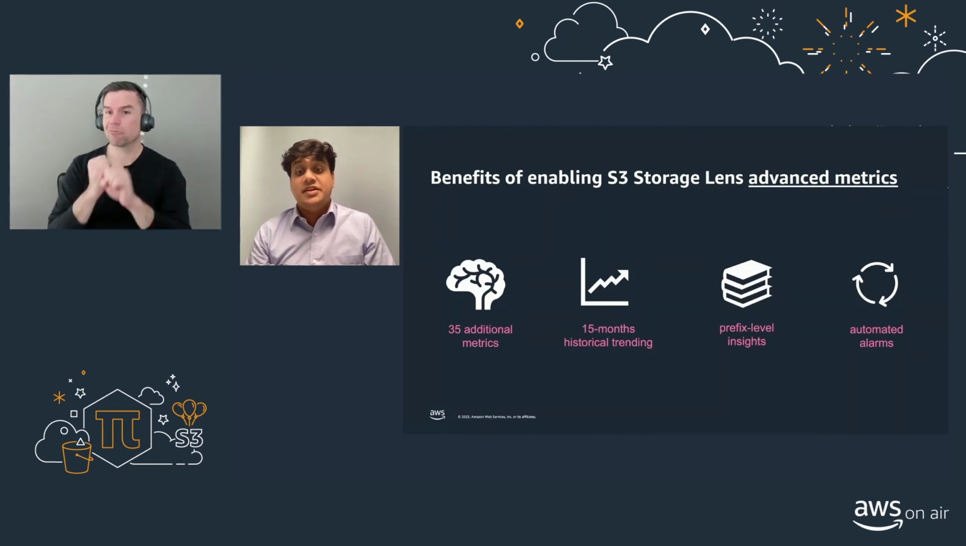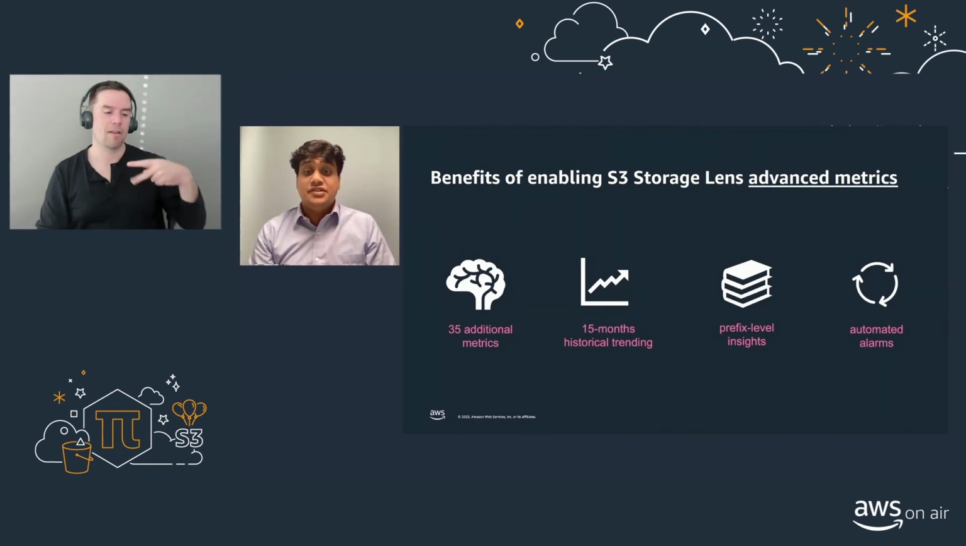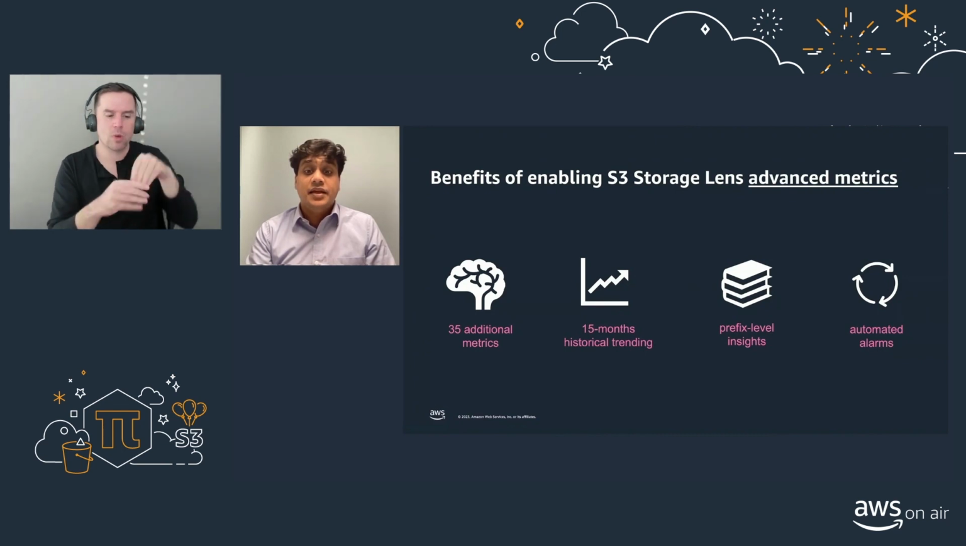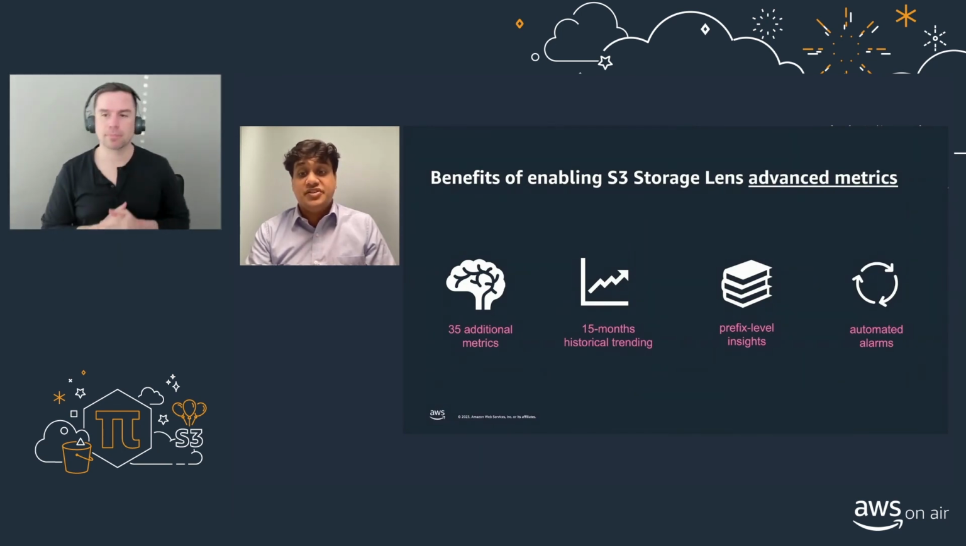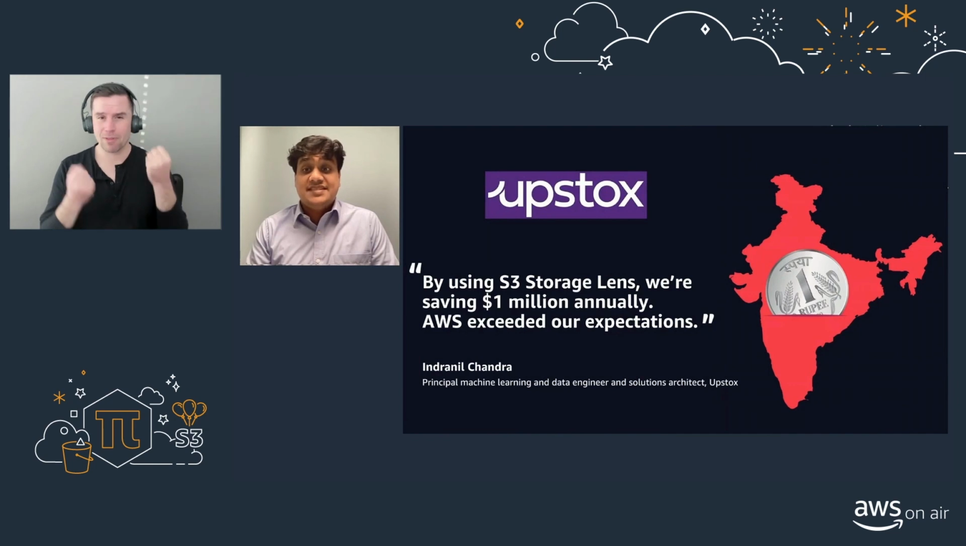Further, you receive the ability to gain prefix level insights, which allows you to see granular usage within large shared buckets and eases the task of cost allocation within them. And finally, you can publish metrics to CloudWatch and set up automated alarms on any Storage Lens metrics. One of the many customers that deployed S3 Storage Lens and experienced tremendous benefits from it is Upstocks.